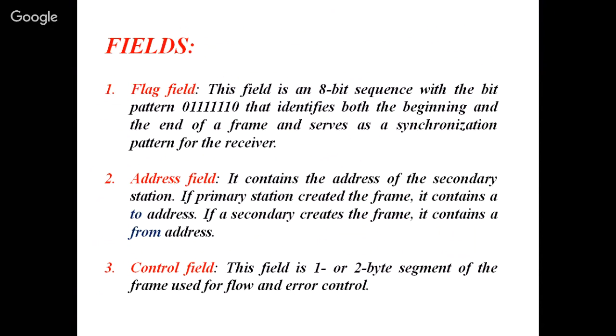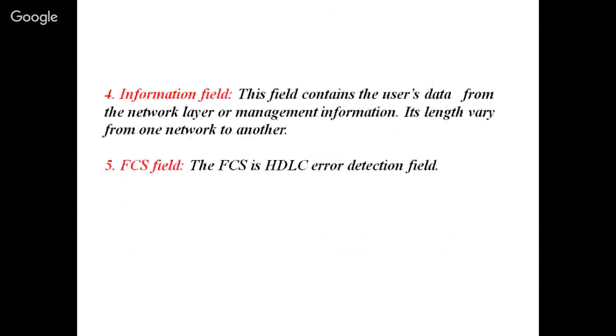Second is the address field. It contains the address of the secondary station. If the primary station created the frame, it contains a to address. If a secondary creates the frame, it contains a from address. The third field is the control field. This field is a one- or two-byte segment of the frame used for flow and error control.